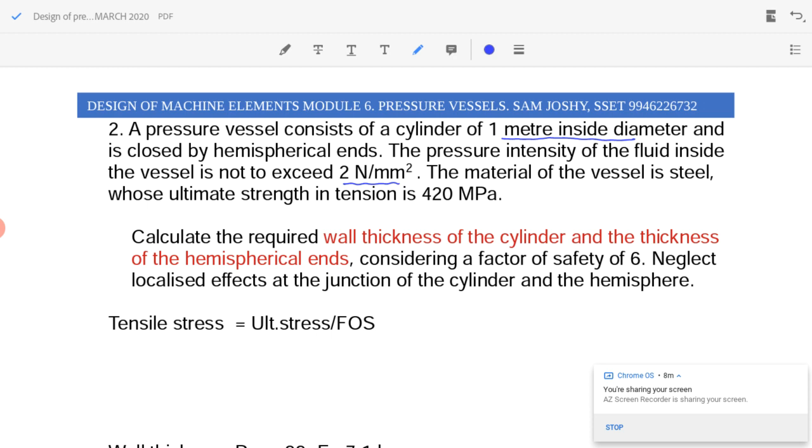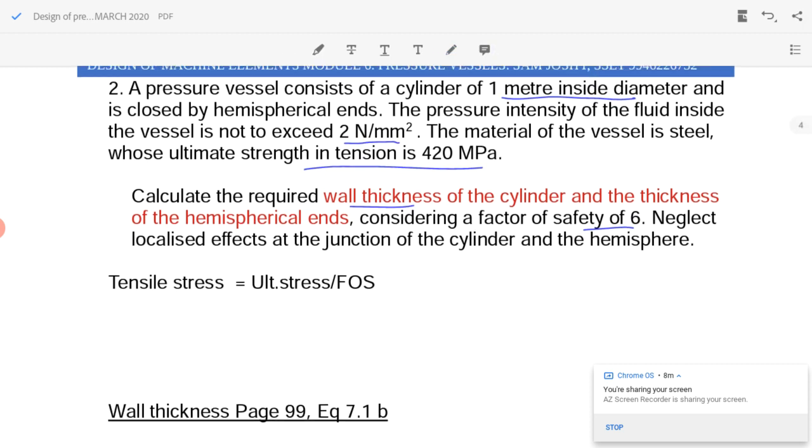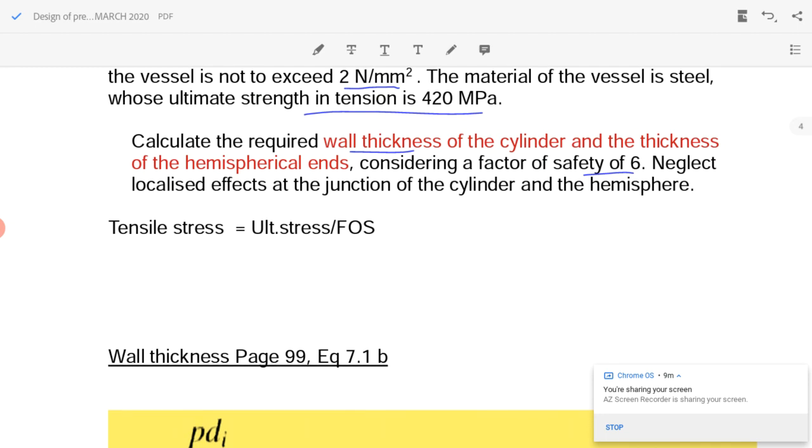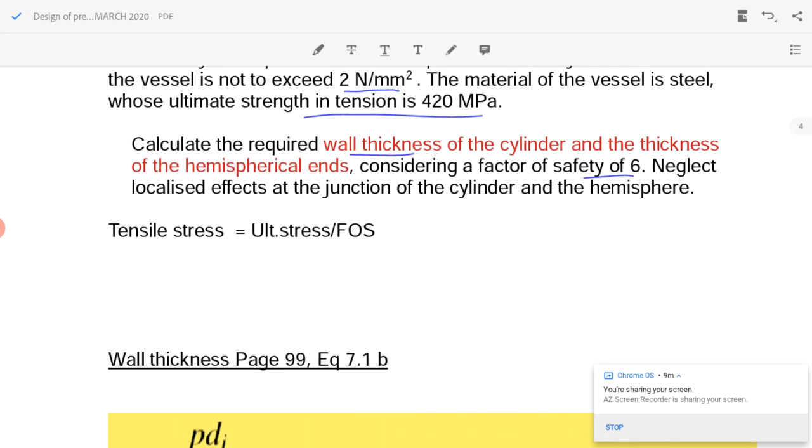Material is steel whose ultimate strength in tension is 420 megapascal. Calculate the required wall thickness T and the thickness of the ends, considering a factor of safety equal to 6. Whenever we are given a factor of safety, we have to divide the given stress by the factor of safety to get the design stress. Neglect localized effects at this junction.